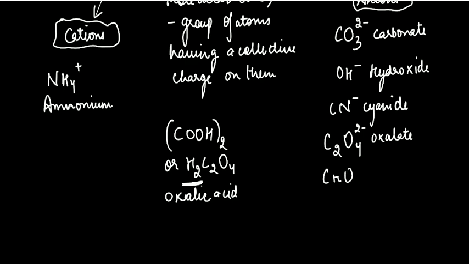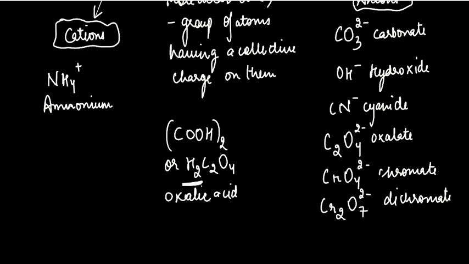Then we have chromate, CrO4 2 minus. Then we have dichromate, Cr2O7 2 minus. So how to remember this? If you see a pattern over here, both chromate and dichromate have a 2 minus charge. This collective charge is the same. Chromate has only one chromium atom and four oxygen atoms. When we increase the number of chromium atoms, the number of oxygen atoms also increases. All these numbers depend upon the bonding part that you'll be studying later on, not right now.